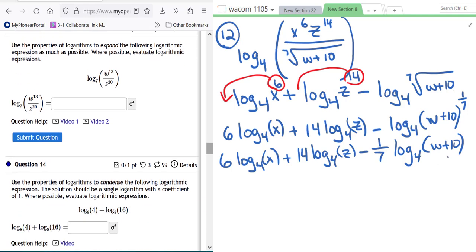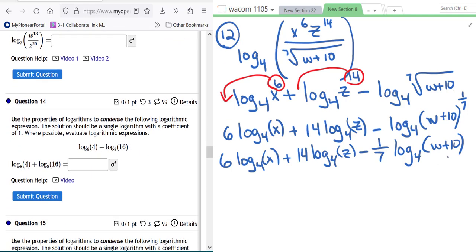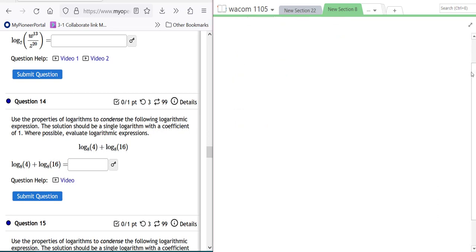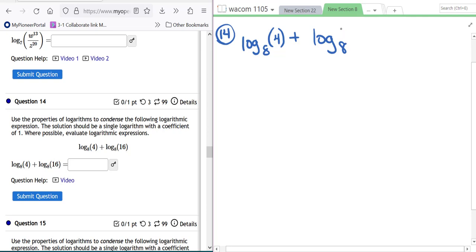I skipped 13. So now we're going to go backwards. The word condense is a clue, and when you're going to go backwards, you want 1 log at the end. So I have log base 8 of 4 plus log base 8 of 16. So we're going to use the property backwards. And so we have a sum of logs that's equal to the log of the product. Now, if we work 4 times 16 out, this gives us 64.